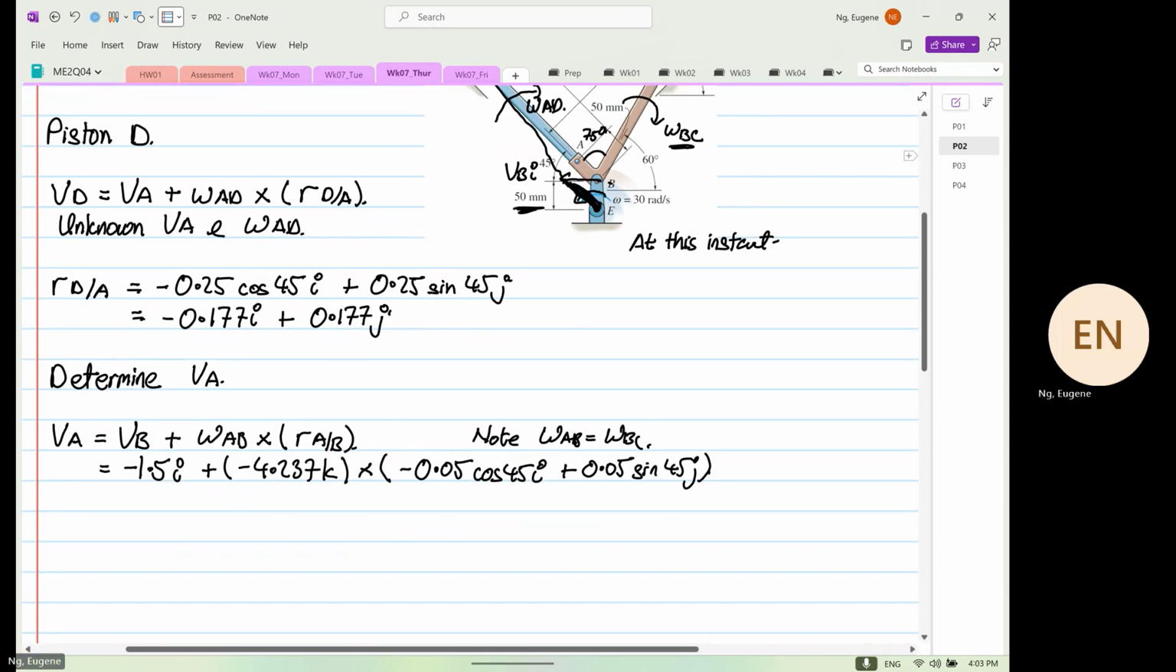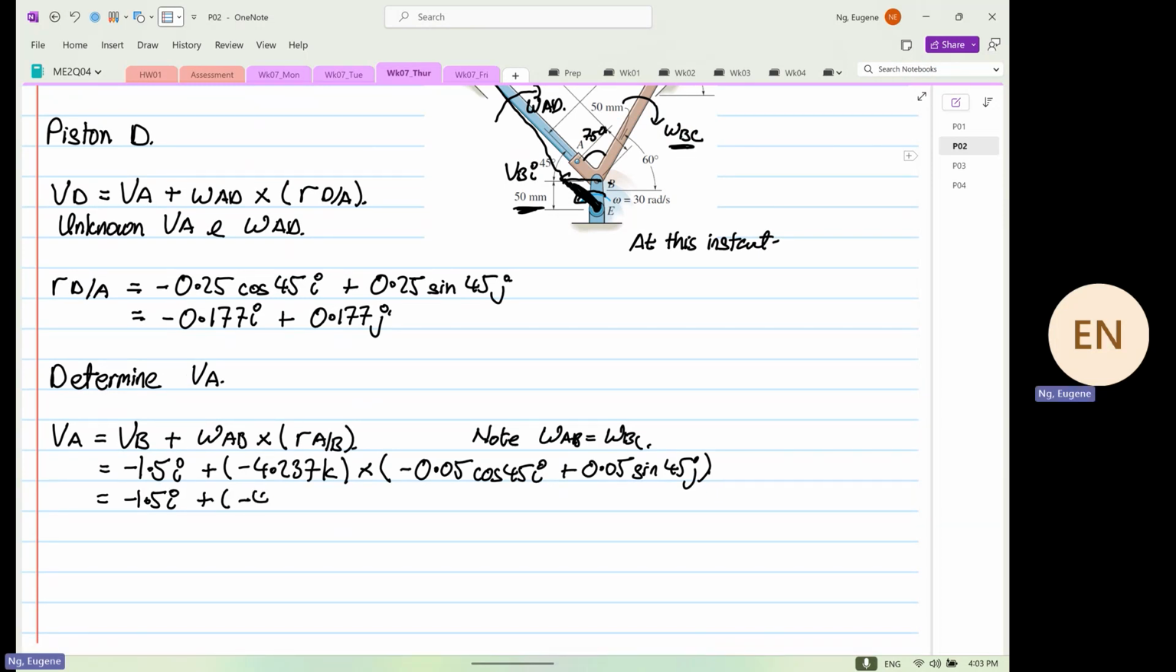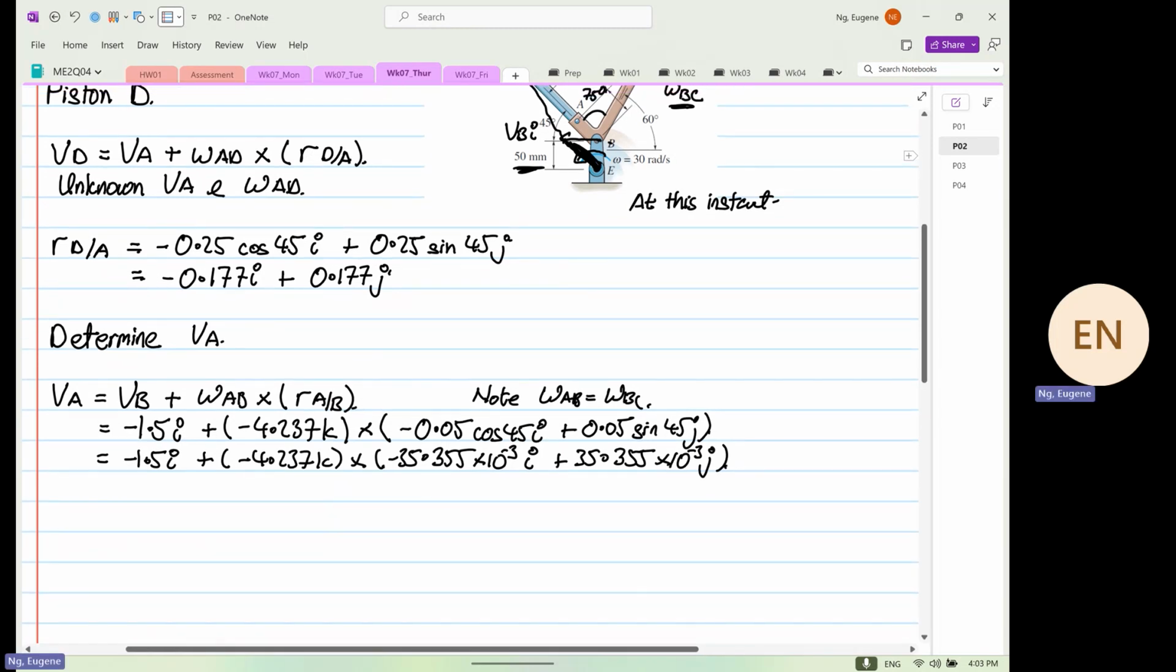Okay, so let's tidy things up. Minus 1.5 i plus minus 4.237 k cross 0.05 times cos 45, which is minus 35.355 times 10 to the power minus 3 i plus 35.355 times 10 to the power minus 3 j. Now you can determine your VA.